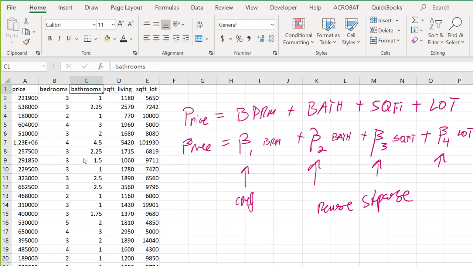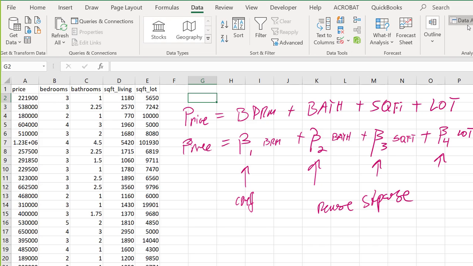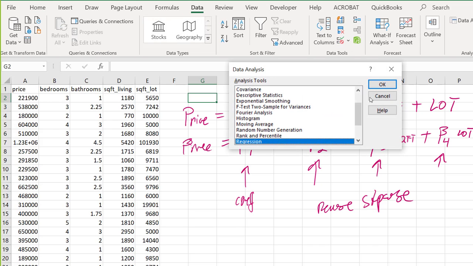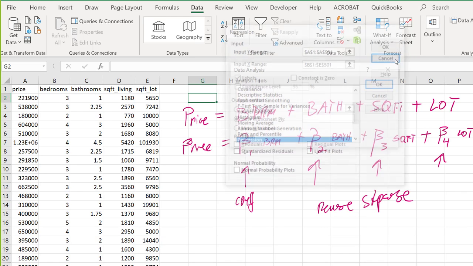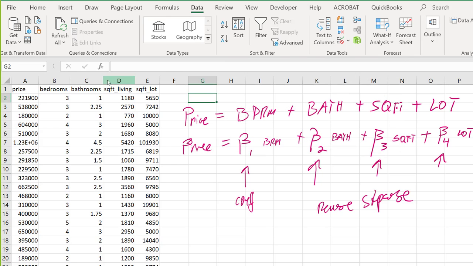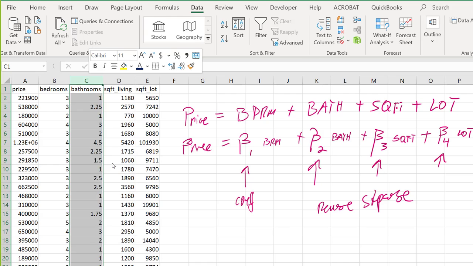I go back to the original, and we're going to run it all over again. This is the reverse step. When I say reverse, it means I'm going to pull a variable out. So let's do exactly that. Data, data analysis, regression. Okay, I want to remove bathrooms. Oh, I can't. It's stuck in the middle of my thing. No problem. Cancel. I'm going to take bathrooms, and I'm going to delete it altogether.